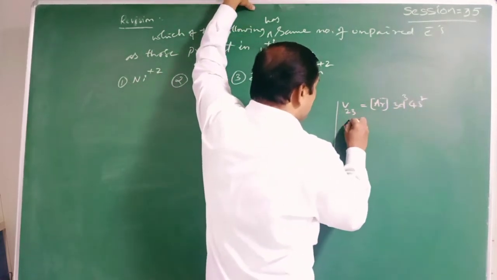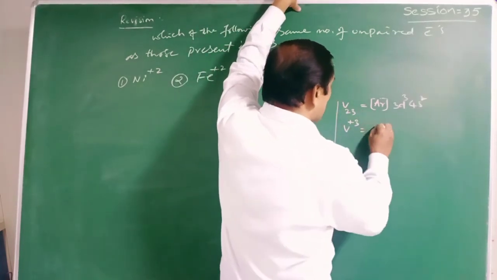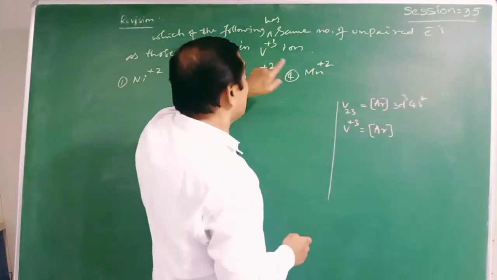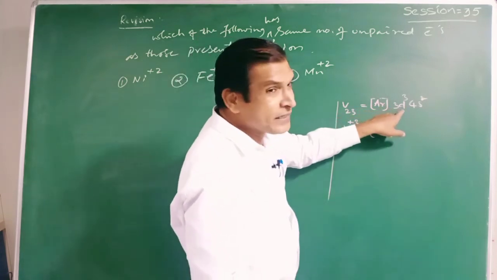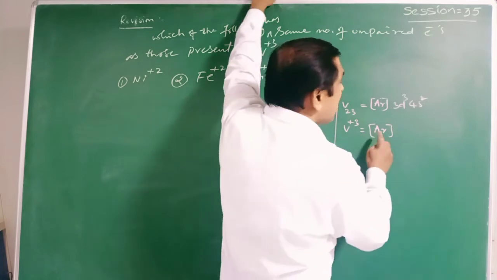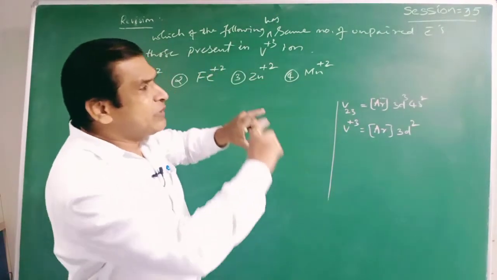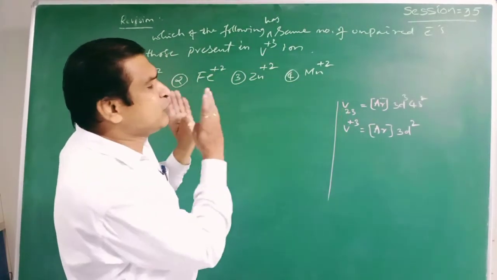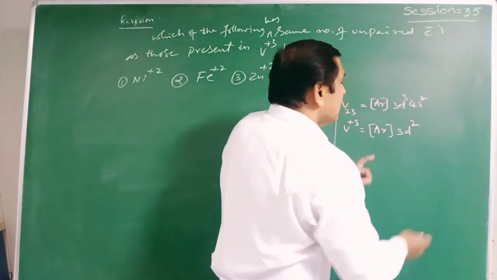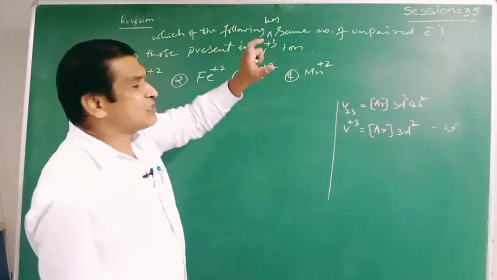Now, vanadium plus 3 means it first loses the outermost 2 electrons, that means the 4s electrons are gone. Then one more electron is lost from the 3d orbital. So vanadium plus 3 configuration becomes argon 3d2. The d orbitals are 5, and out of 5, only 2 d orbitals are occupied with single electrons. That means vanadium plus 3 has 2 unpaired electrons.